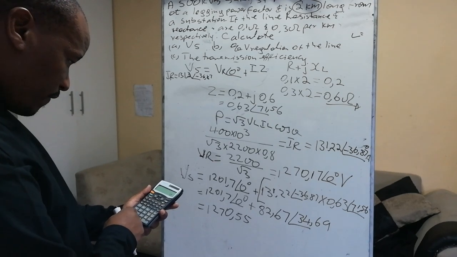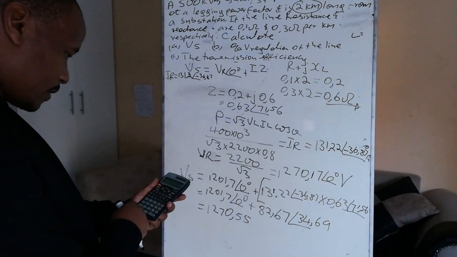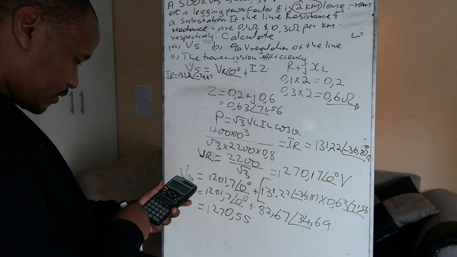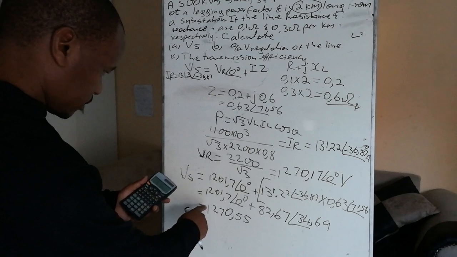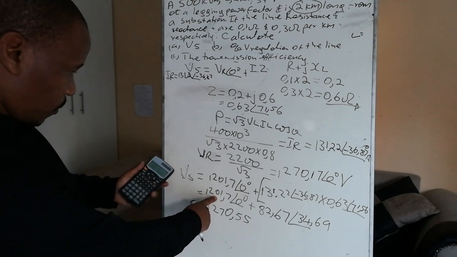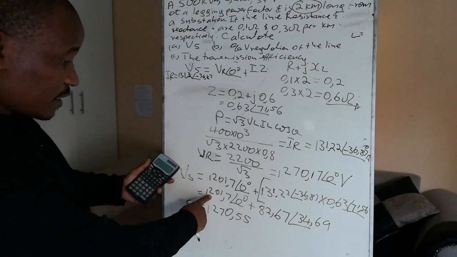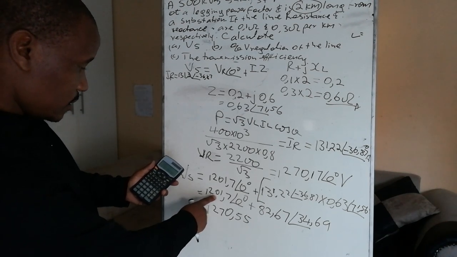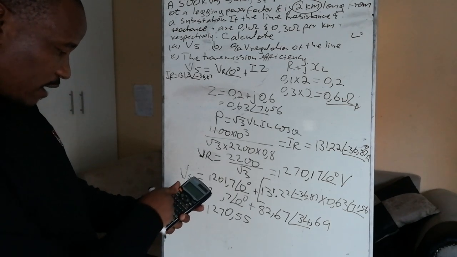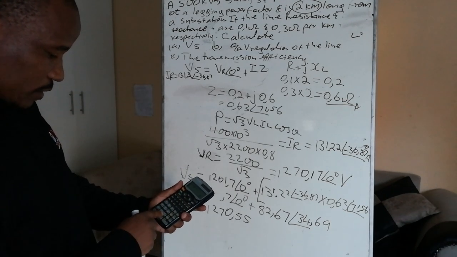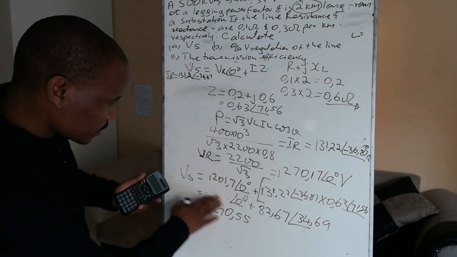I said 2200 divided by second function square root 3. Okay, yes, I'm right. You see, I'm wrong there. I was supposed to write 1270 there. 2200 divided by second function square root 3. This is 1270, guys. Sorry.